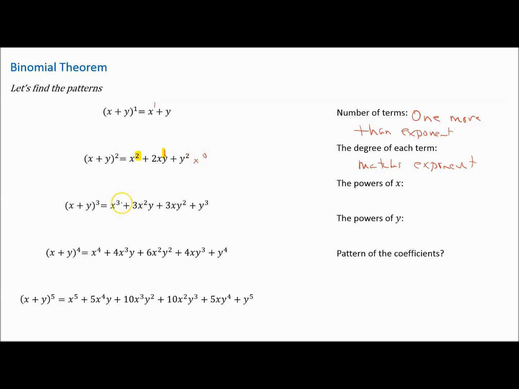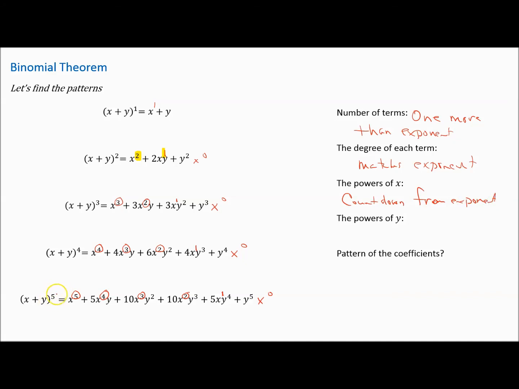Let's notice the pattern. Here is an x to the third, an x squared, an x to the first, an x to the 0. What are these x powers doing? X to the fourth, x to the third, x squared, x to the first, x to the 0. If you don't believe it there, check out this last one. X to the fifth, x to the fourth, x to the third, x to the second, x to the first, x to the 0. What are they doing? They're counting down from the exponent. Does that make sense?